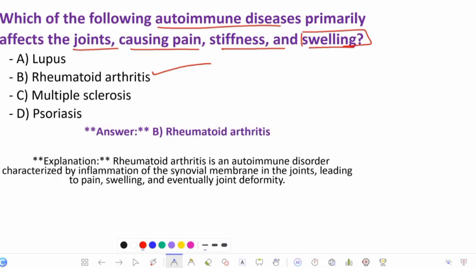Rheumatoid arthritis is an autoimmune disorder characterized by inflammation of the synovial membrane in the joints, leading to pain, swelling, and eventually joint deformity. The synovial membrane is the membrane present between two bones. The area between two bones is known as a joint, and the cavity between the two bones is known as the synovial cavity. There is a fluid called synovial fluid, and a membrane called the synovial membrane. So it is inflammation of the synovial membrane in the joints which causes pain, swelling, and eventually joint deformity.